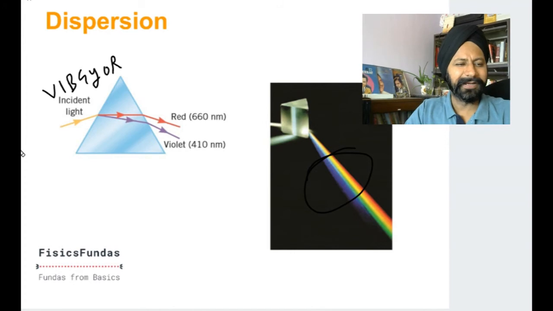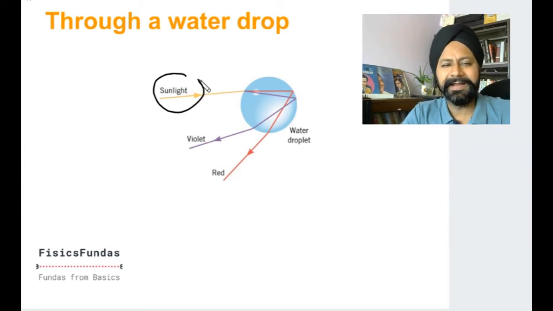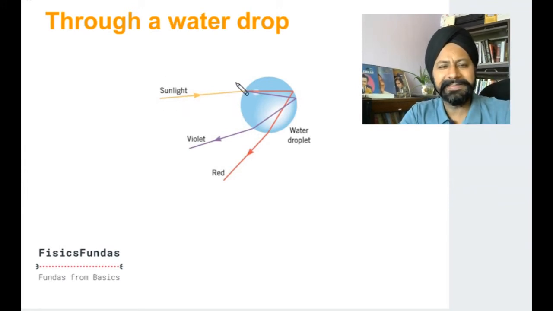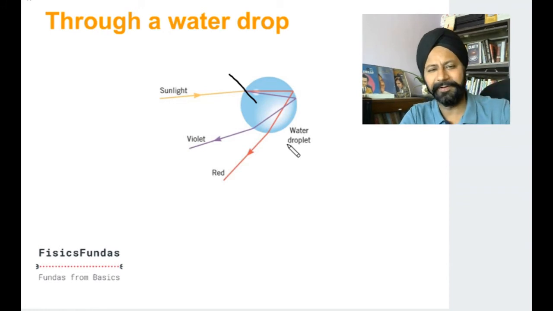And let's see how the rainbow actually is formed. So let's take a drop of water, and many things are happening right here. So there's sunlight which is white in color, and that sunlight, if you look at this normal here, the light which is red in color has bent, but violet has bent more, and all the other colors are in between. Obviously, we are not showing them for clarity.